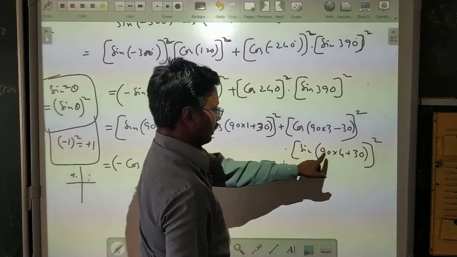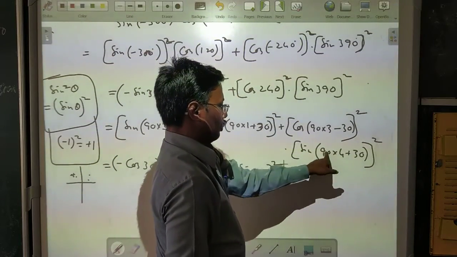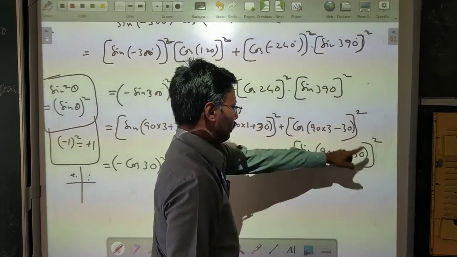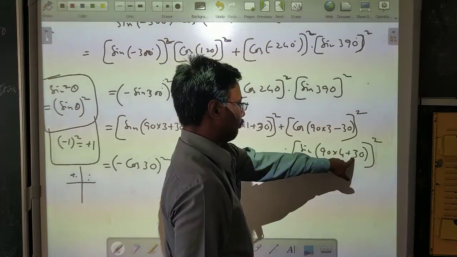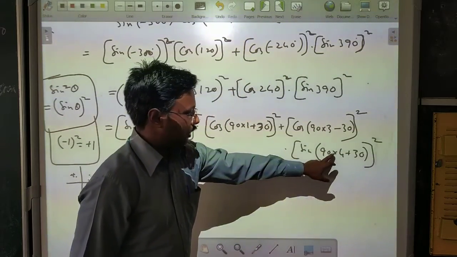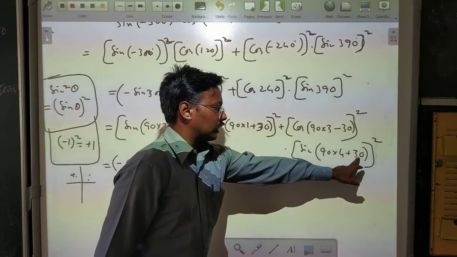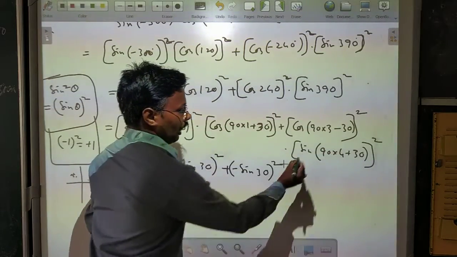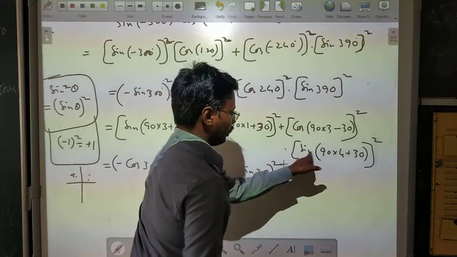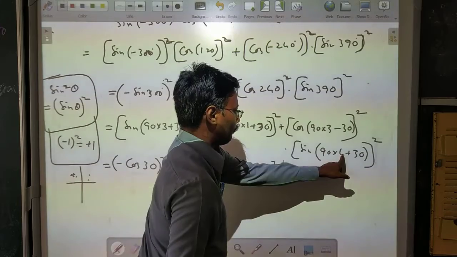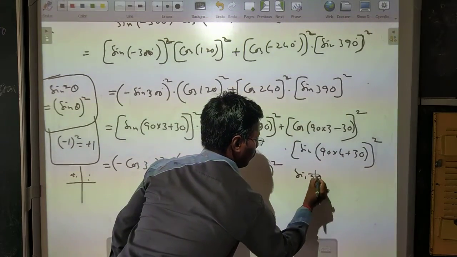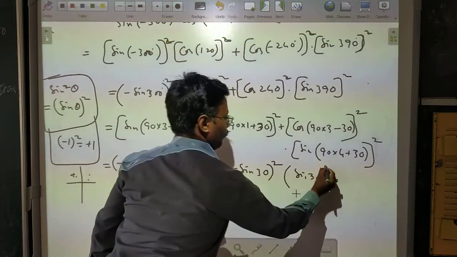Next we have sine 90 into 4 plus 30. So this value is even, and this angle is coming in the first quadrant, because I told you one complete rotation is 360 degree. So it is coming in the first quadrant, and in the first quadrant all the trigonometric ratios are positive. So there is no change in the trigonometric ratio because of the even number. So we'll be getting here sine 30 square.